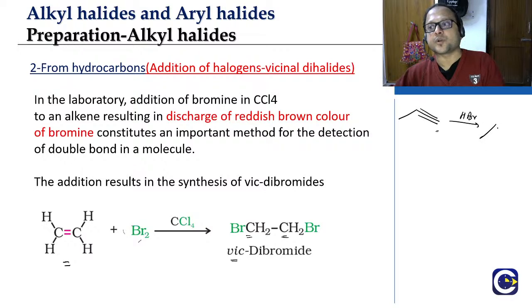I'm talking about the major product. So it will be something like this, and one bromine will come here. So when you again add HBr to it, what is going to happen?